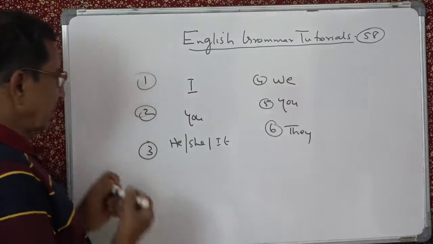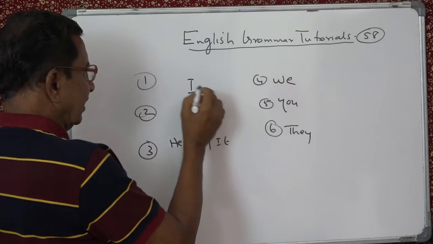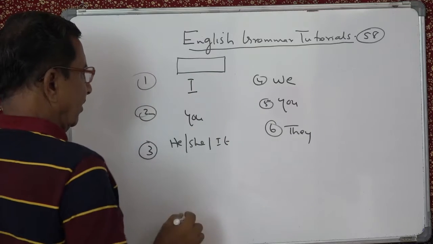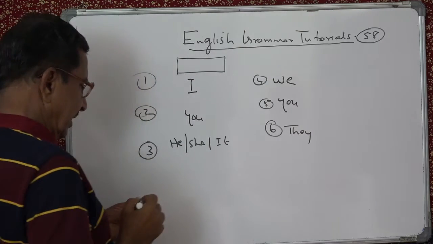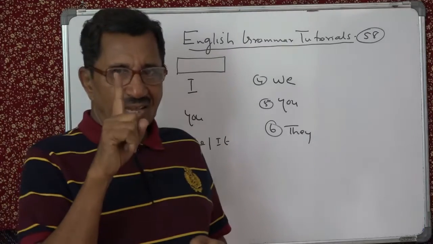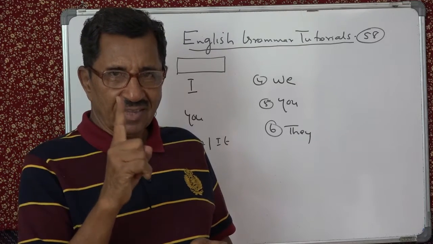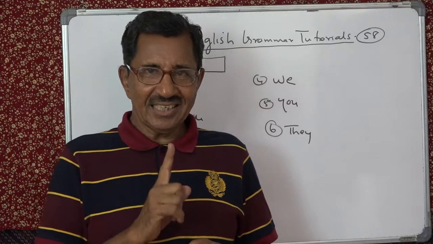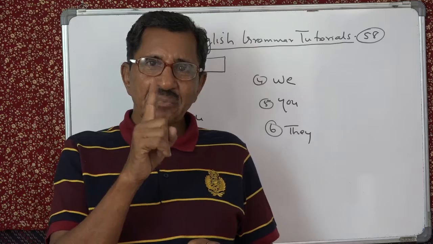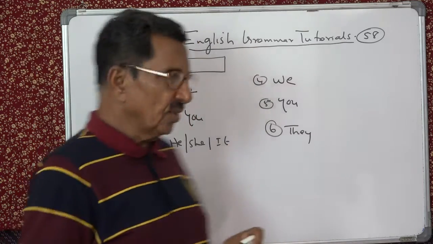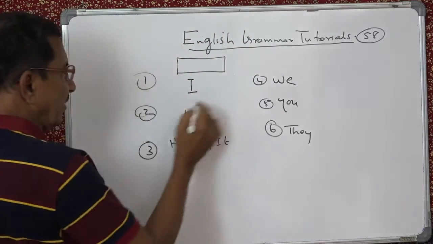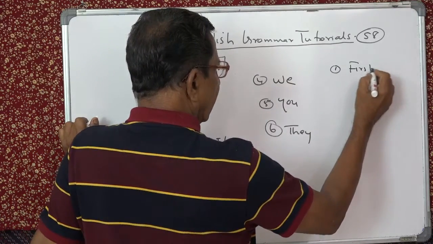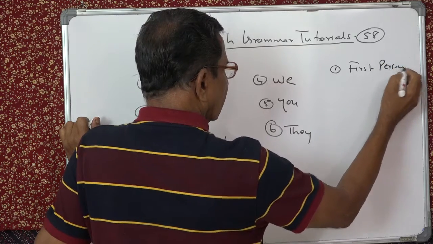And this one, you label. There is a label for this. What is the label for this? You call it I, only one. One means singular. In this case, the first person is I. So the label will be called one, and you put it here: first person singular.